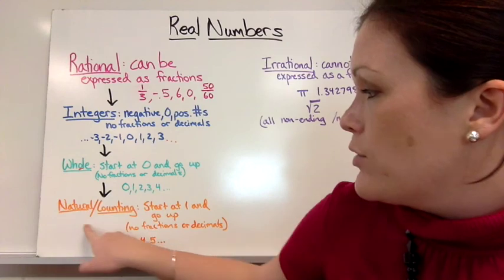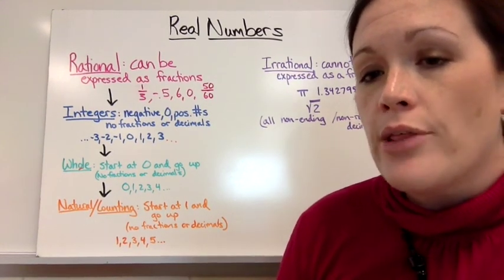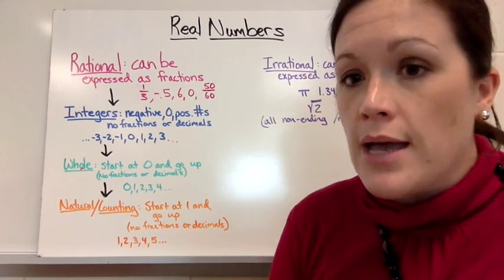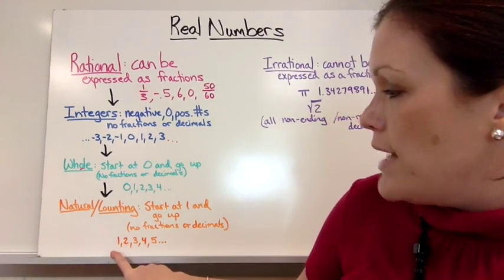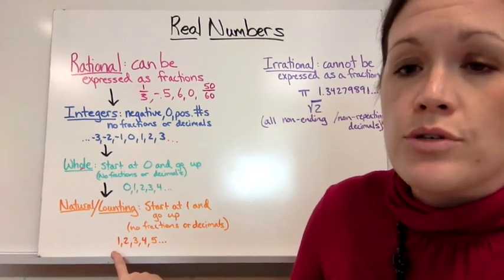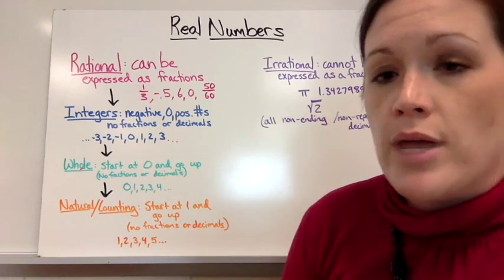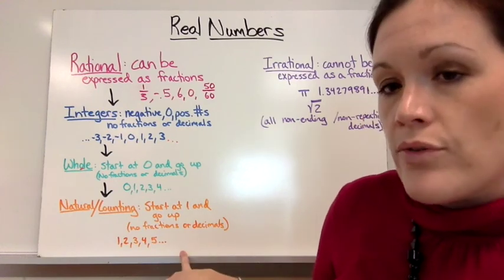And then the last category is natural, or they sometimes call these counting numbers. They call them counting numbers because if you started counting, like I'm going to count to 10, you wouldn't start with 0, you start with 1. So that's naturally how we count. So you can remember them that way. 1, 2, 3, 4, 5, and up. So they don't include 0, they don't include negatives, and they don't include fractions or decimals.